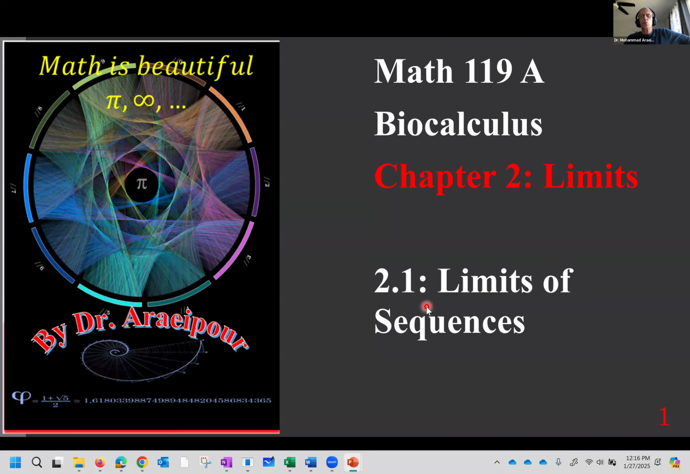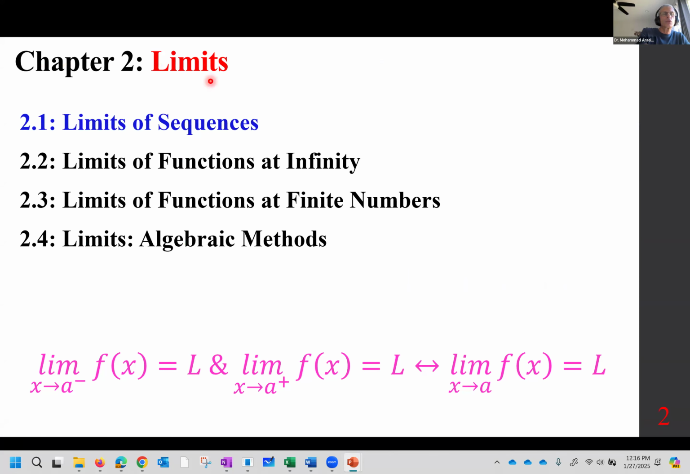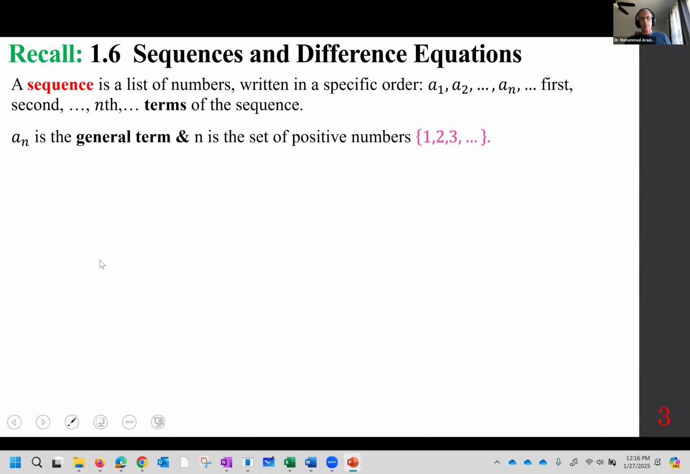Here's Section 2.1, Limits of Sequences. Chapter 2 Limits, we cover 2.1 Limits of Sequences, 2.2 Limits of Functions at infinity, 2.3 Limits of Functions at finite numbers, and 2.4 Limits, algebraic method. So first, reminding everyone of what we have covered, Section 1.6, here's the summary.